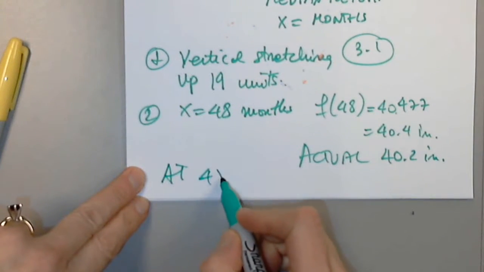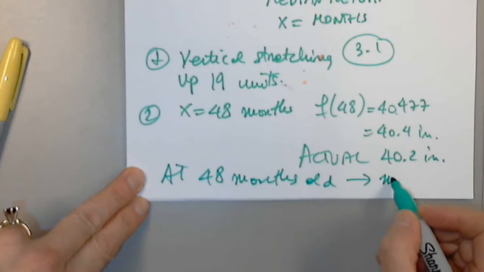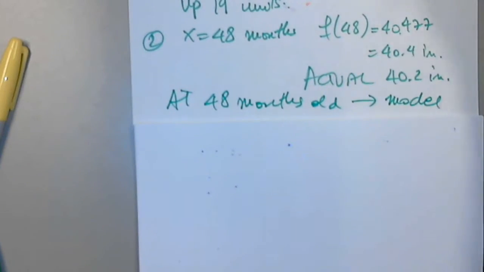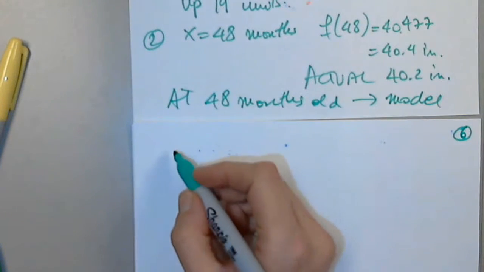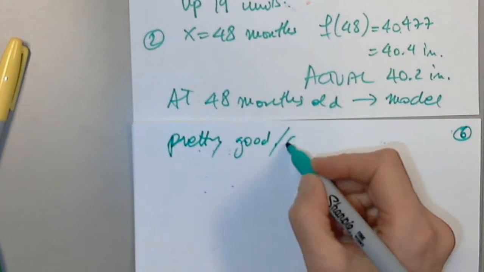So at 48 months old, the model is pretty good. If I deviate from 48, I don't know. I have to check. Model, pretty good, pretty accurate.